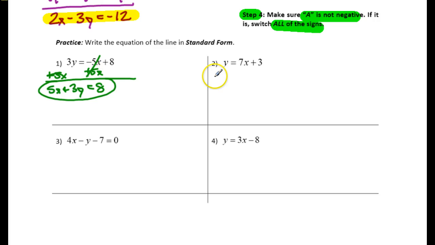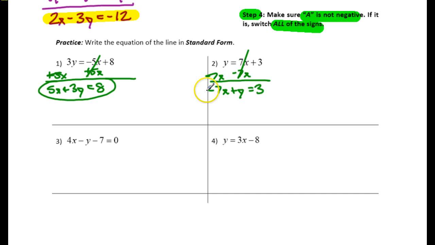Okay? Alright, number 2. Okay, now we have y equals 7x plus 3. Once again, step 1, get rid of your fractions. There is no fractions here, so skip it. Step 2, get the x and y together. So I'm going to move this over by doing minus 7x, which gives me negative 7x. This is a positive y, and that equals, after that's gone, all that's left is 3. Step 3, get the constant on the right side. I don't have to move that. That one's already done.